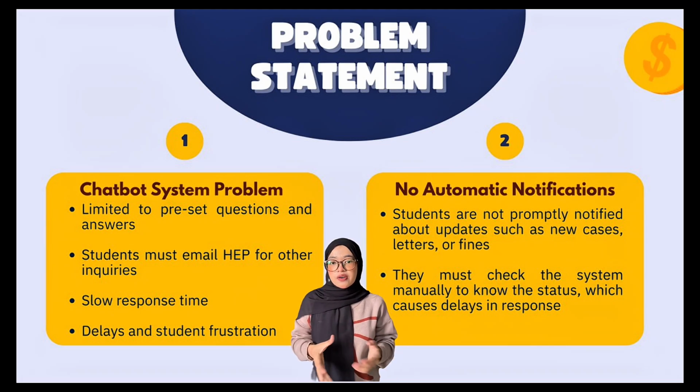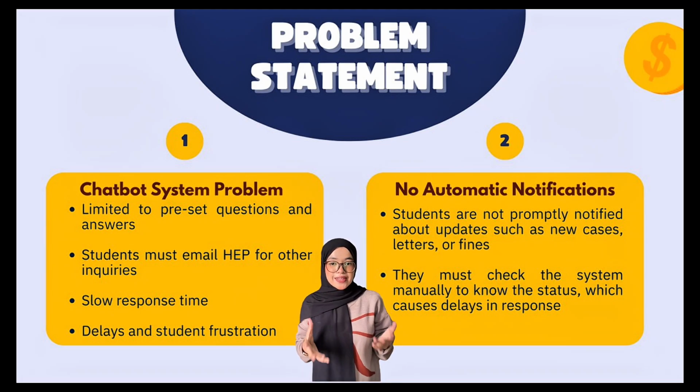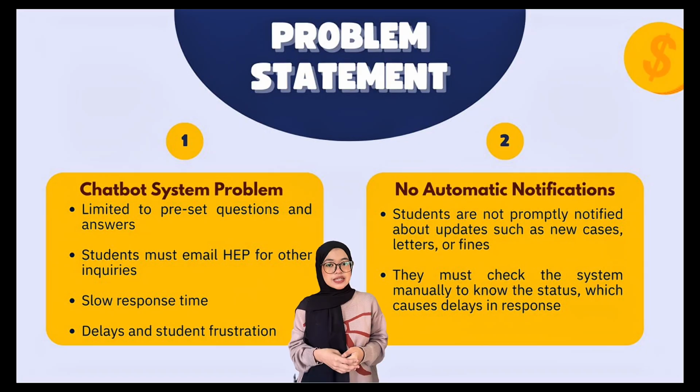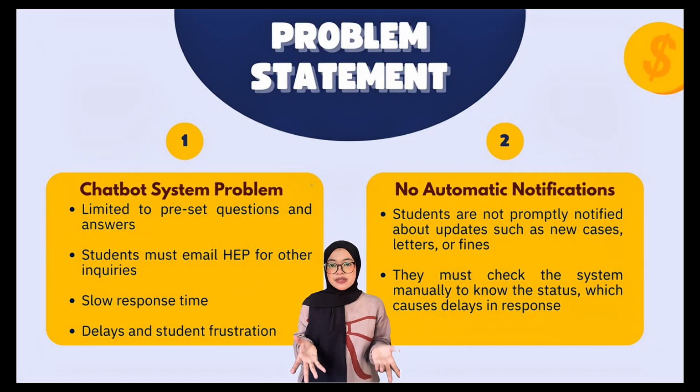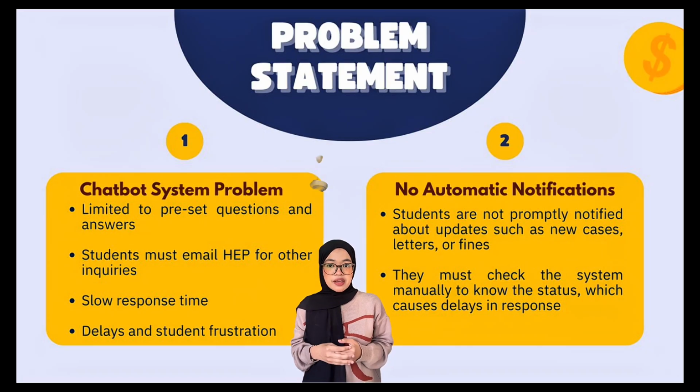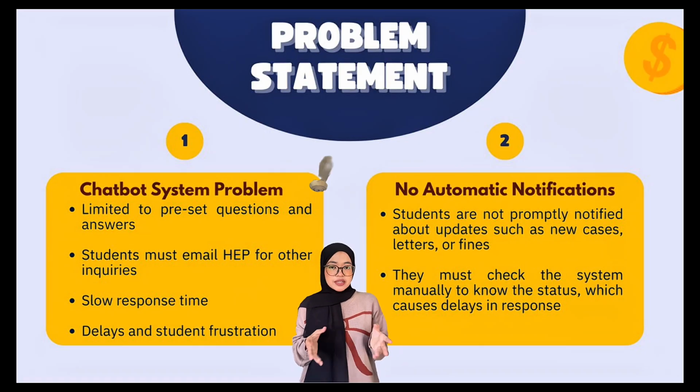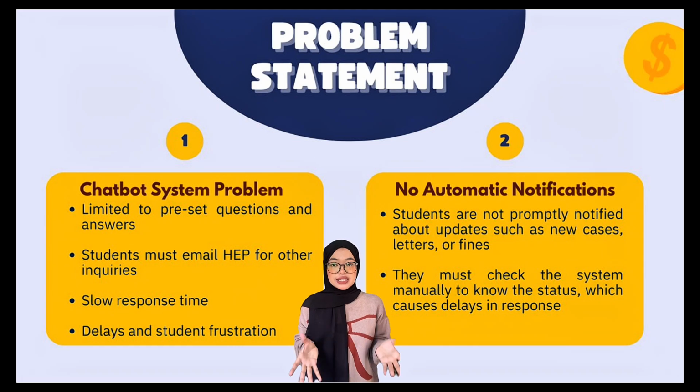This situation caused delays in problem resolution and increased frustration among students, especially when they needed immediate clarification or urgent assistance. The problem is the absence of automatic notifications in the system. Currently, students are not promptly informed when there are important updates such as new disciplinary cases, official letters, or fines. Because of this, students are required to check the system manually to know the latest status.